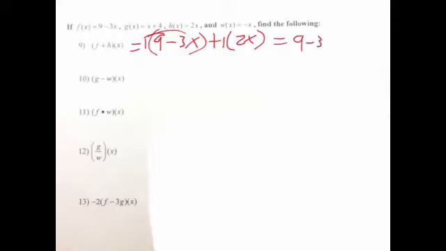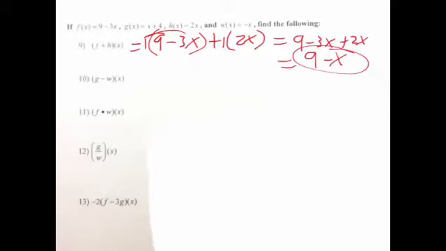So if we want to do f plus h, you write down what f is, you write down what h is, and put a plus between them. Make sure you put things down in parentheses. In this case, the parentheses don't do anything because if you distribute, it's just the same thing. So you get 9 minus 3x plus 2x, which is going to give you 9 minus x. So that one's good to go.